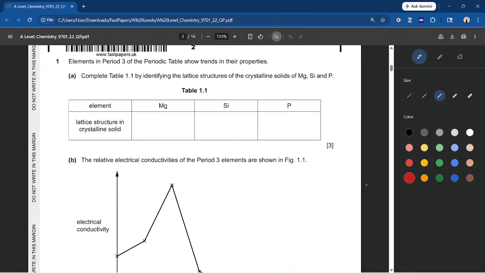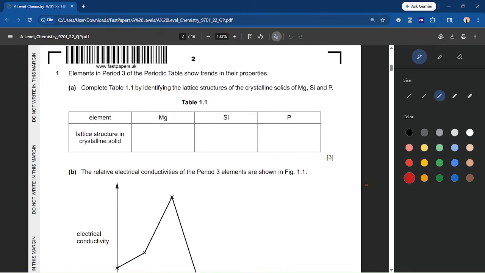So the first question we have is, elements in period 3 of the periodic table show trends in their properties. So complete table 1.1 by identifying the lattice structure of the crystalline solids of magnesium, silicon, and phosphorus. All right, so first let's take a look at what we've got. So we've got magnesium, which is obviously a metal. We have silicon, which is a metalloid, so it has both metallic and non-metallic properties. And we've got phosphorus, which is a non-metal.